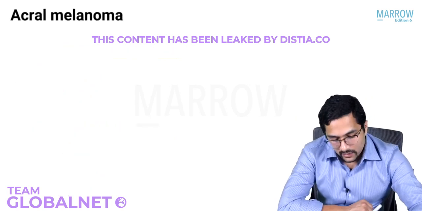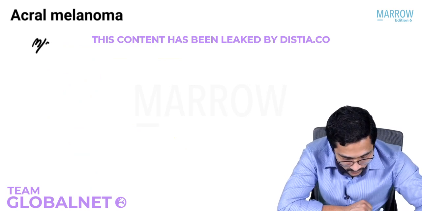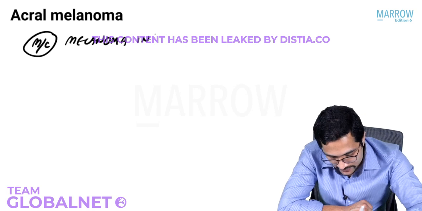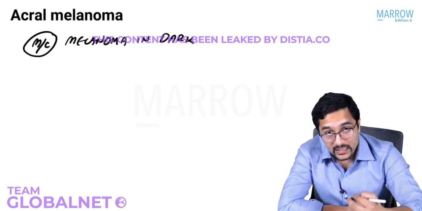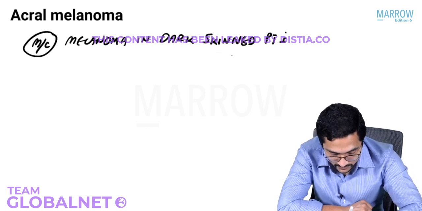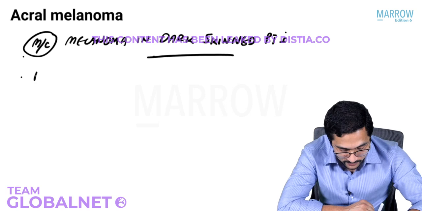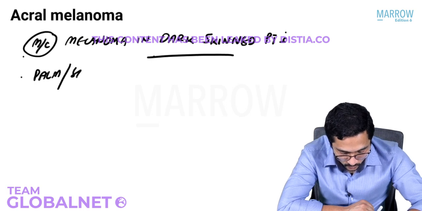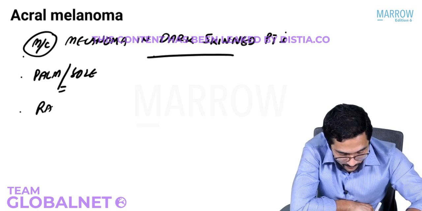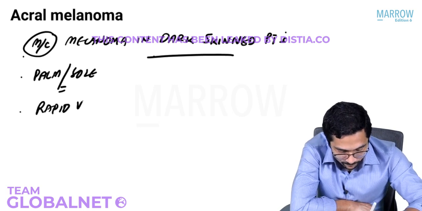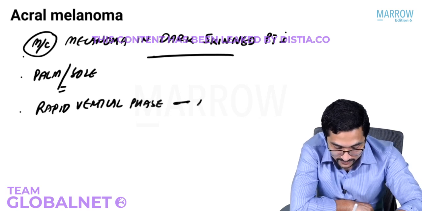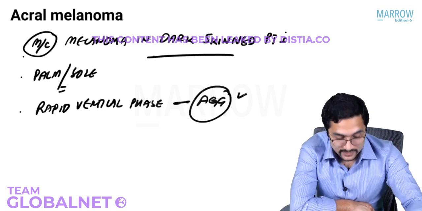Acral melanoma. Acral melanoma is the most common melanoma in dark-skinned patients. So in Asia, this is the most common melanoma in dark-skinned patients, and this we can see in the palms and soles. They have a rapid vertical phase. And that is why acral melanomas are aggressive in nature.